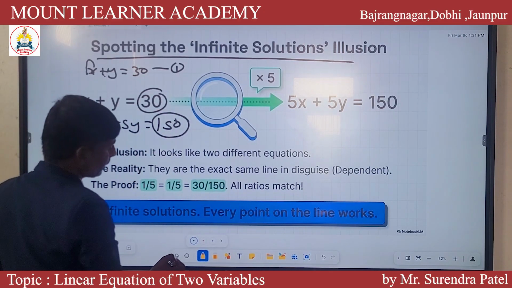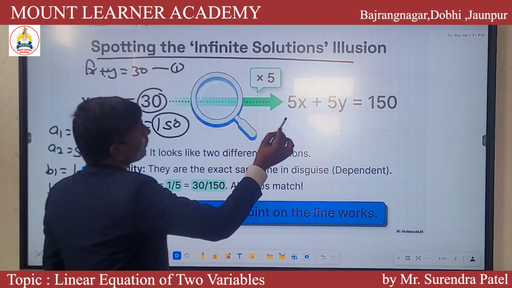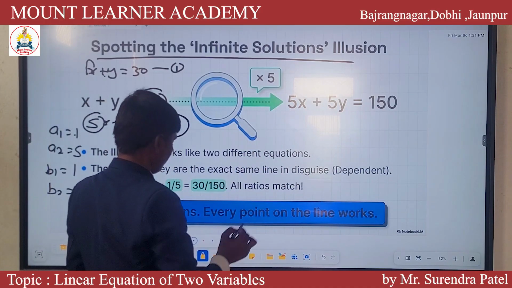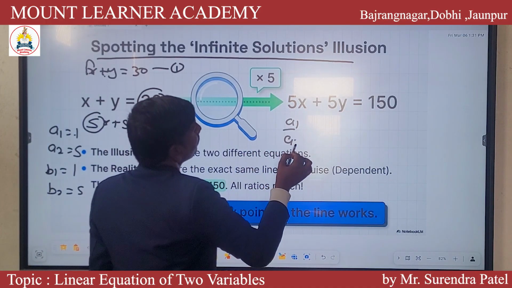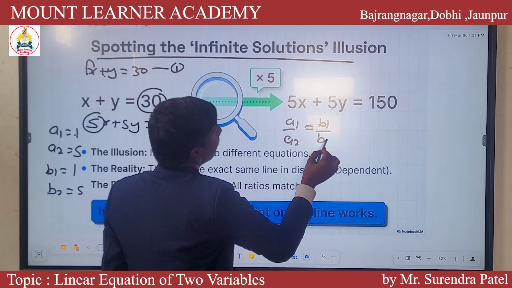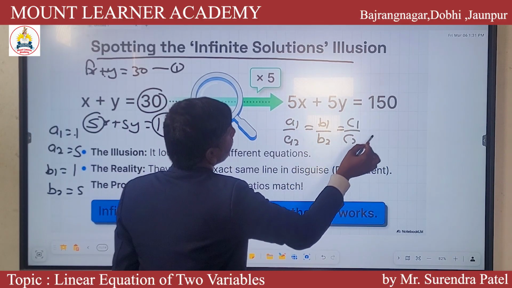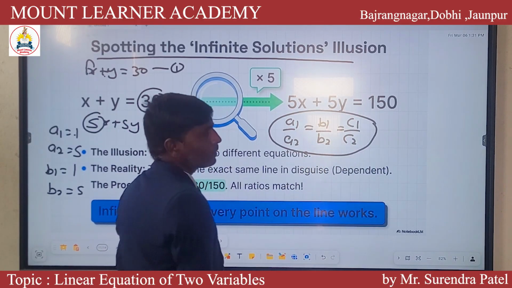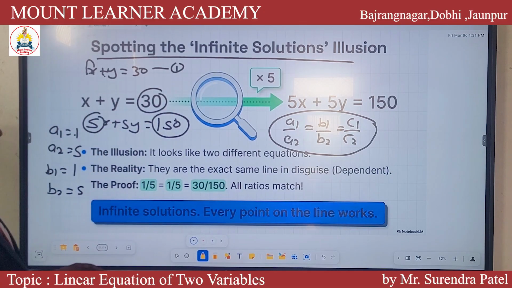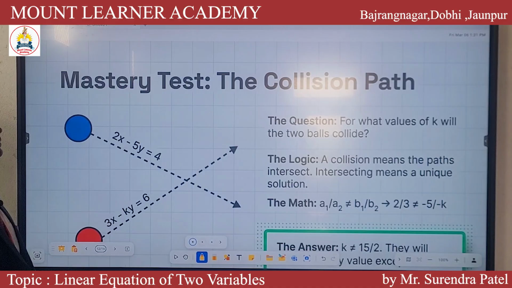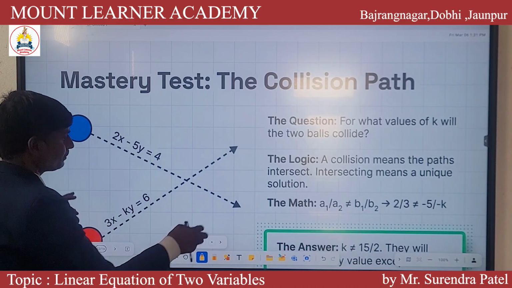In this case, we get the 3 ratios: a1 upon a2 is equal to b1 upon b2 is equal to c1 upon c2. This gives an infinite number of solutions. Okay. Now next.